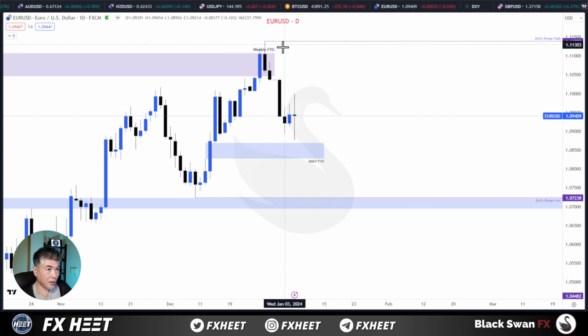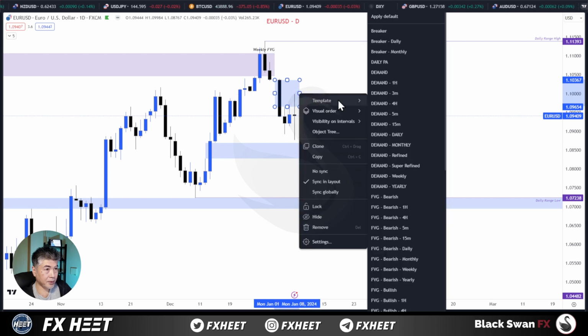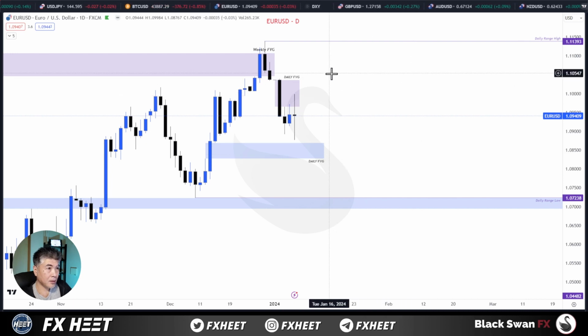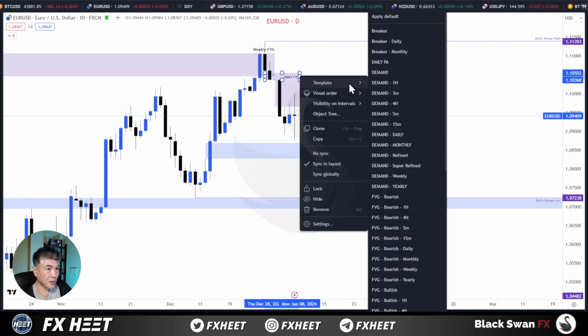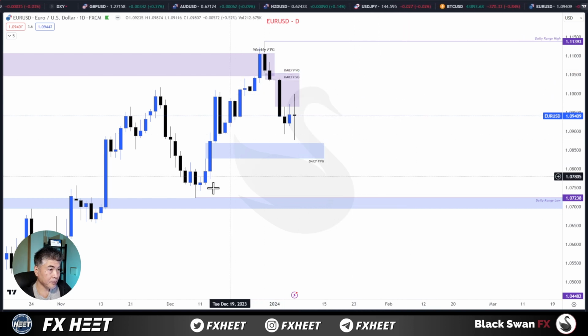We had inefficiency above, and we've come nearly into the 50% of that. There is some inefficiency above as well. Did tap into it partially, so it could be IOFED, but I'm thinking price may come back for that at one point or another. But down here, no real areas of inefficiency.